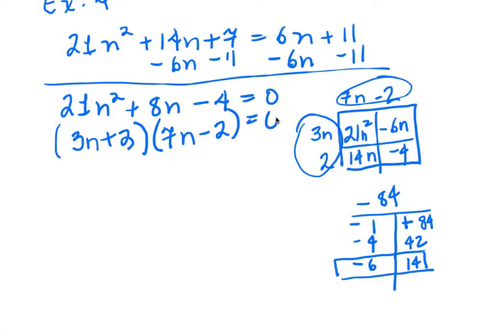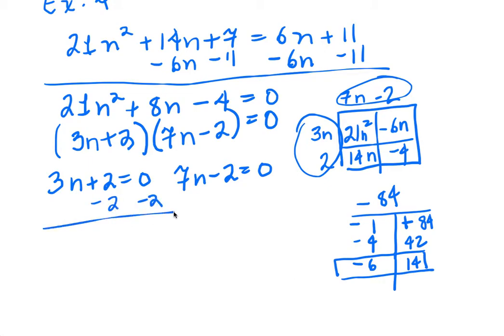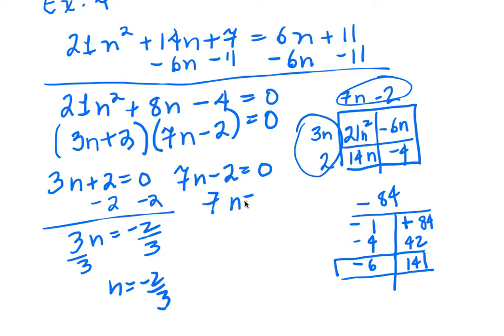Equals 0. Now you're going to use the zero product property to solve the quadratic. So you're going to set each of these factors to 0 and solve for n. Minus 2, you get 3n equals minus 2. Divide each side by 3, so n is going to equal negative 2/3. And then I'm going to add 2, so I get 7n equals 2. Then I divide each side by 7 and get n equals 2/7. So those are my two solutions.